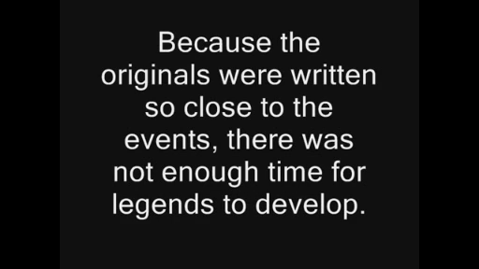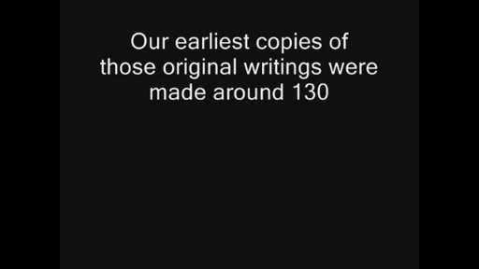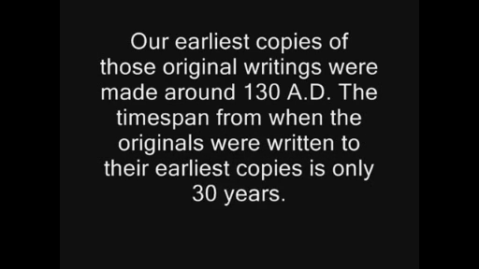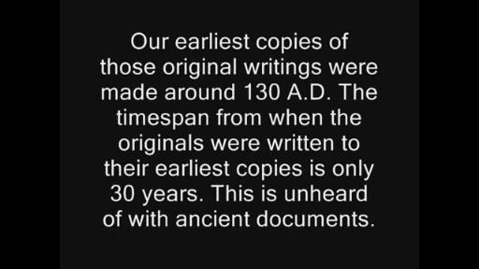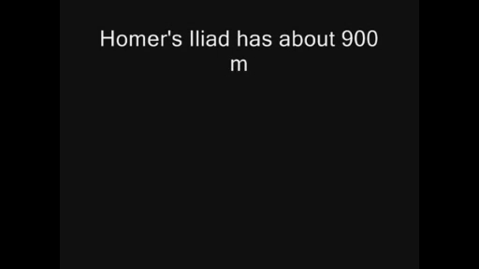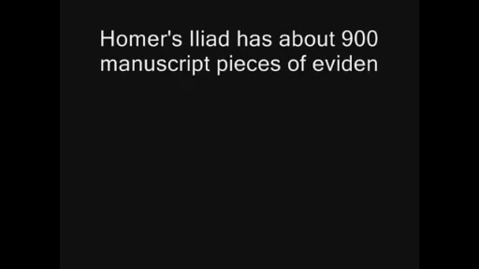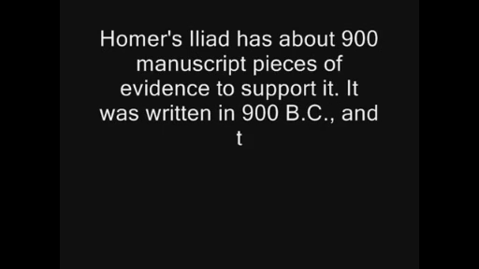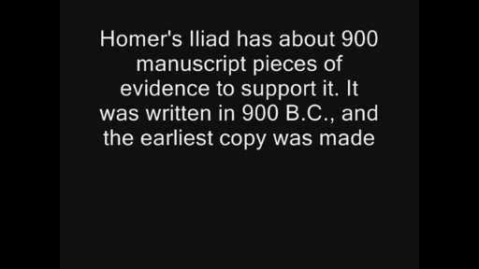But just as important is that our earliest copies of those original writings were made around 130 AD, so we have a time span there from when the originals were written to their earliest copies of only 30 years. And this is just unheard of with ancient documents. Homer's Iliad is the next closest ancient document in terms of textual support. I know it has at least 640 copies, and perhaps as many as 900, but Homer's Iliad was written in 900 BC, and the earliest copy was made in 400 BC, so that's a time span of 500 years from when the original was written until the earliest copy was made.